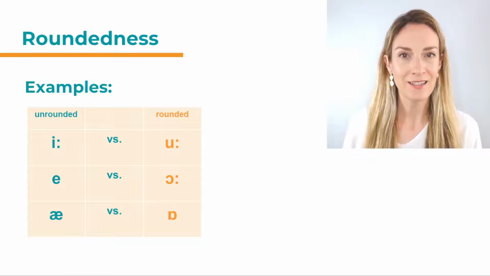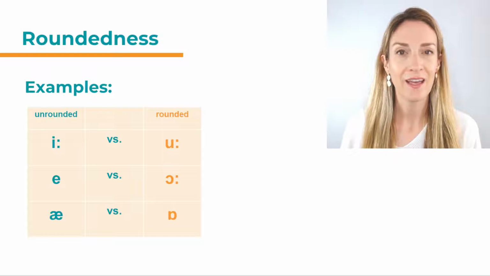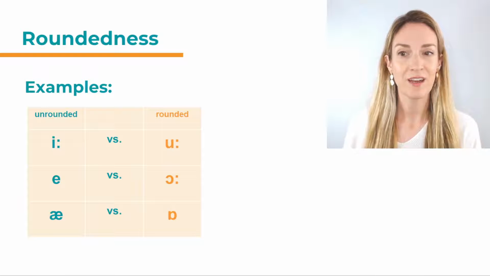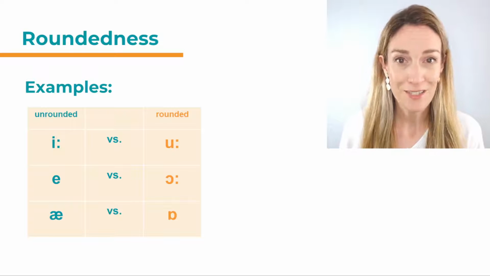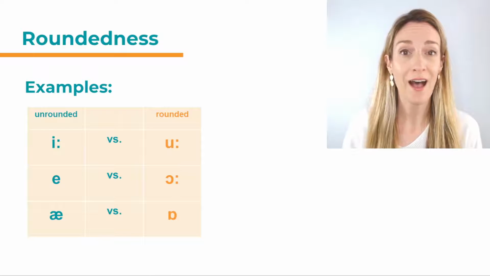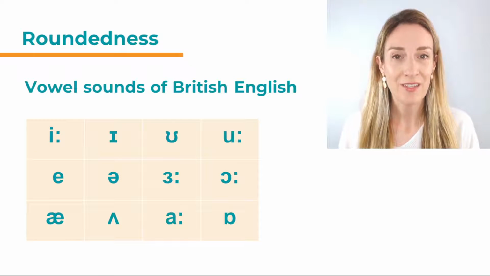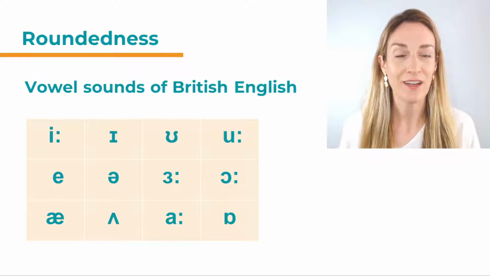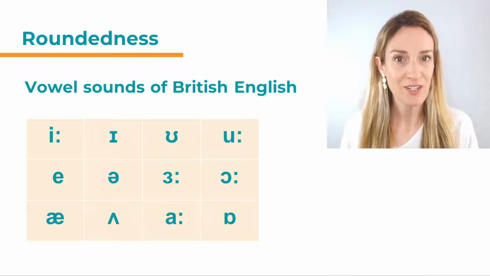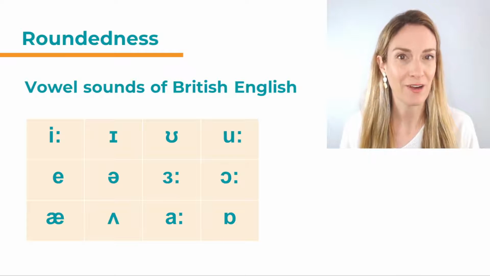And the last example, the last pair, unrounded sound, and a rounded vowel sound. So you probably wonder, well, which ones are rounded and which ones are unrounded? Let's have a look at all the vowel sounds in British English so I can show you which ones are rounded and which ones are unrounded.